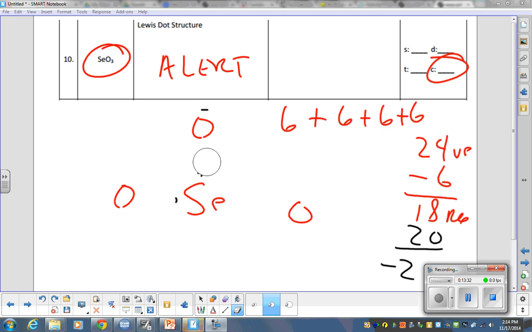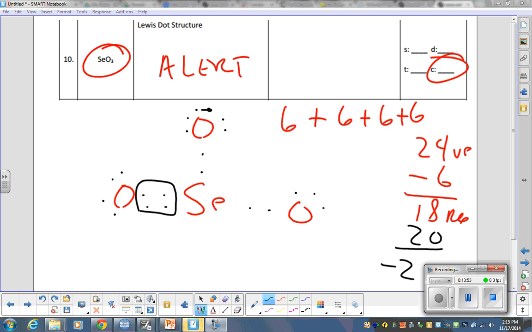Here's my double bond. Still a single bond, still a single bond. When I look at this, oxygen has 4 right there, so I'm going to add 4 more since it's a double bond. I go to this one, 1, 2, 3, 4, 5, 6. This one, 1, 2, 3, 4, 5, 6. Then when I look at this one, this has 2, 4, 6, and 8, so it doesn't need any more. So there's my structure. It's drawn.